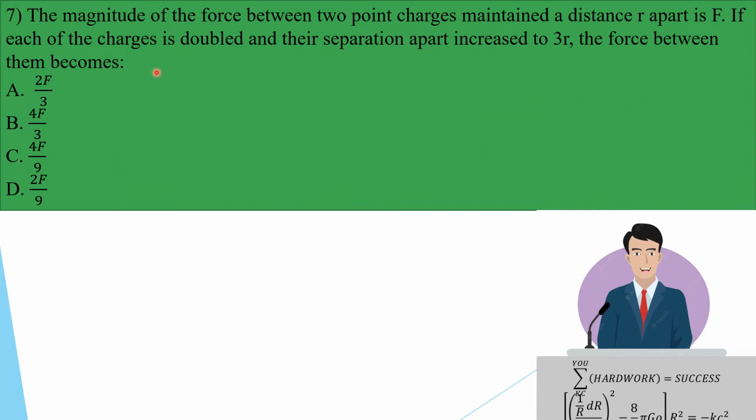Question 7. The magnitude of the force between 2 point charges maintained a distance r apart is F. If each of the charges is doubled and their separation increased to 3r, the force between them becomes... Okay, so generally the force between two charges is given like that.